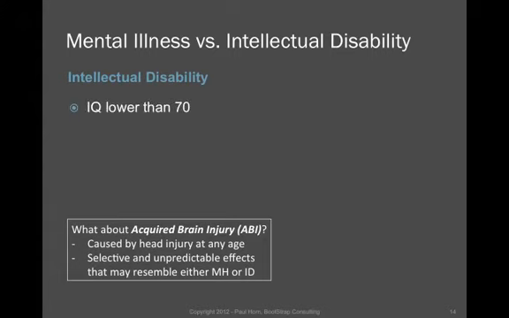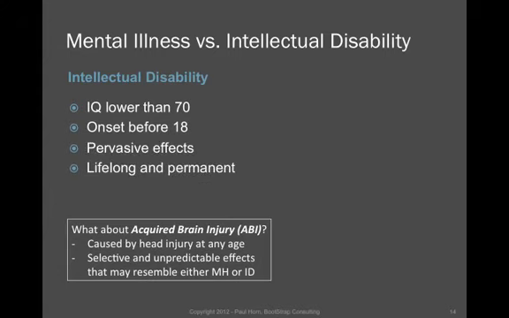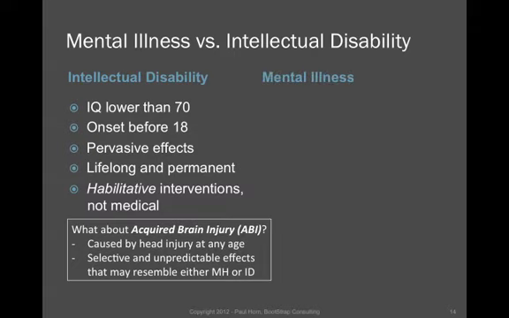Intellectual disabilities, as we've said, have a person with an IQ lower than 70, an onset before the age of 18, and effects that are pervasive. The effects are both lifelong and permanent, and we would support that individual using habilitative interventions, not medical treatment. A person with mental illness may have any IQ whatsoever, including an IQ lower than 70, in which case we would say that that person has both an intellectual disability and a mental illness.